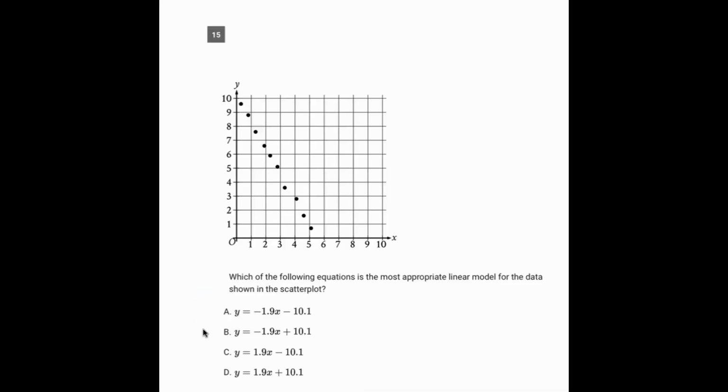Now going to question 15, this question is a lot easier than it looks. We know that we have a y-intercept that's positive. The y-intercept is a positive number. If we need the actual number, it's around 10. And we also know that the slope is a negative number.